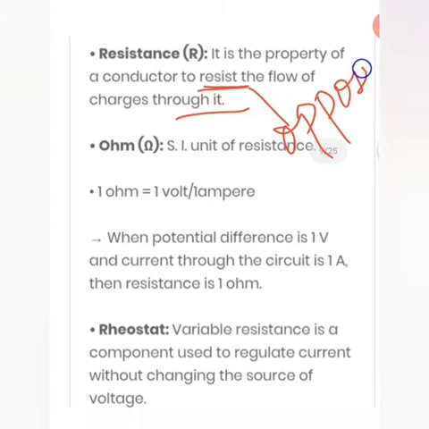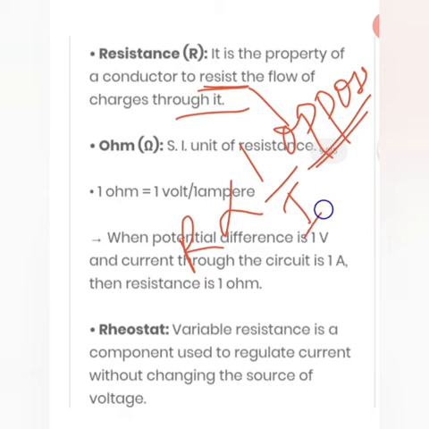It doesn't allow current to flow through it, and that's why I have told that resistance is inversely proportional to current. Meaning where there is more current there will be less resistance, or where there is more resistance there will be less current.